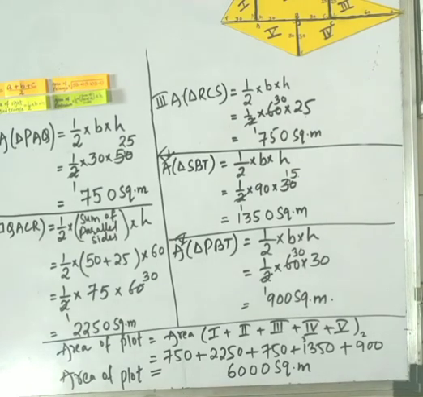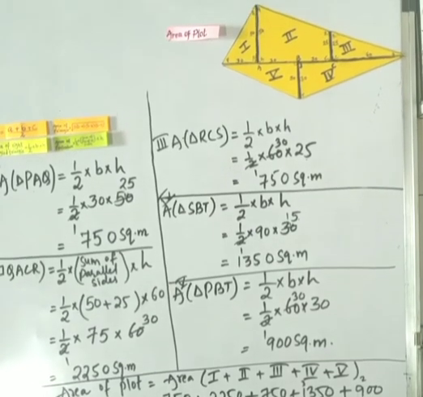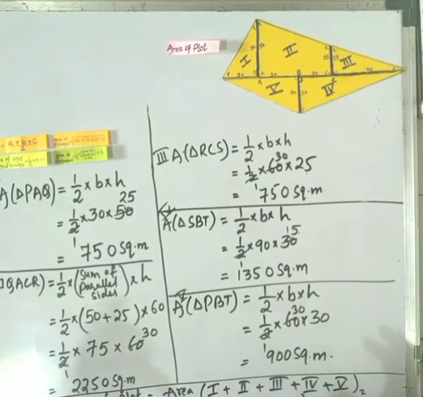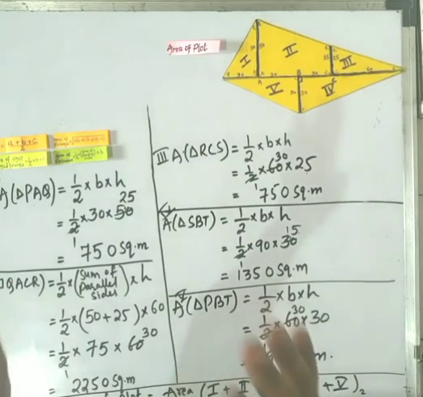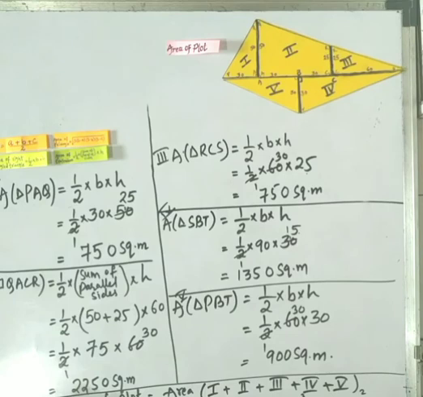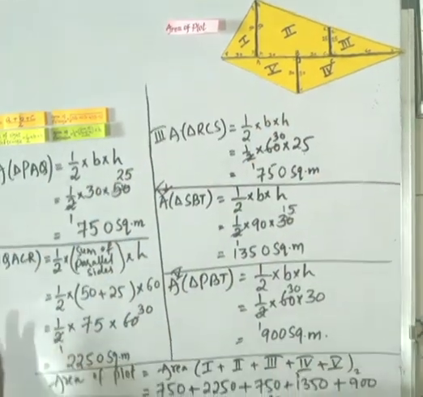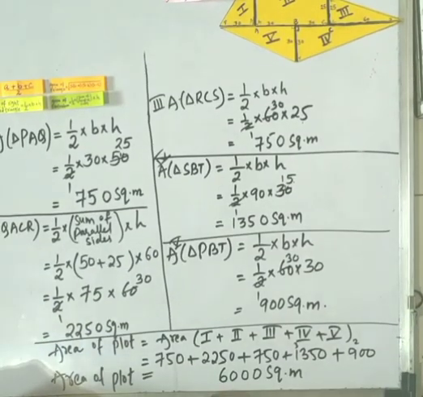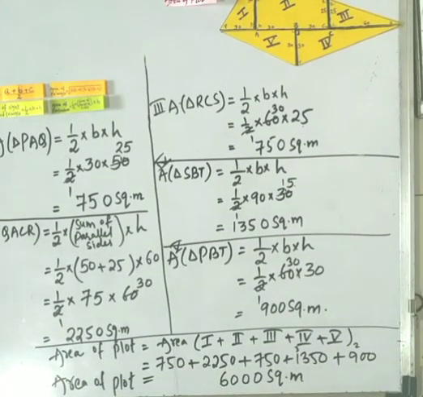In this way we can find area of any plot. We just need to bifurcate, or we just have to divide the plot into a particular shape which is having a particular formula to find its area, and then we will add all those areas so that we will get the area of the whole plot. Okay, so this method we can use to find the area.